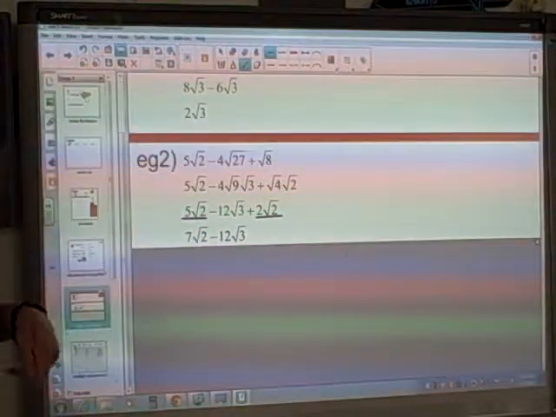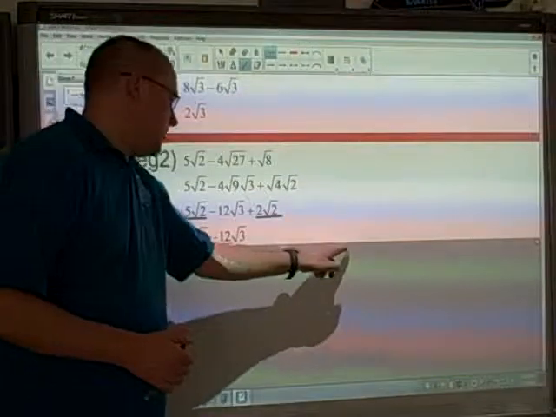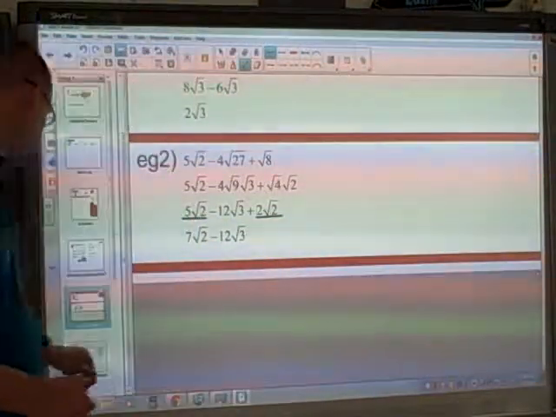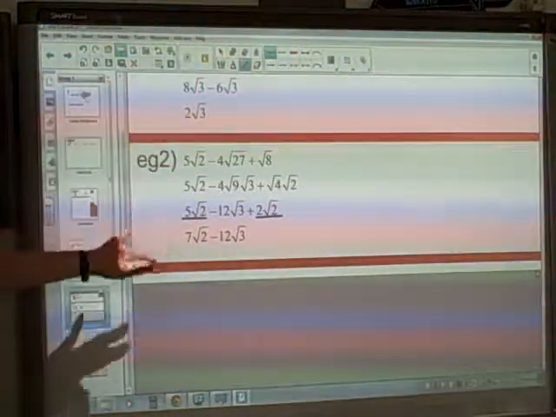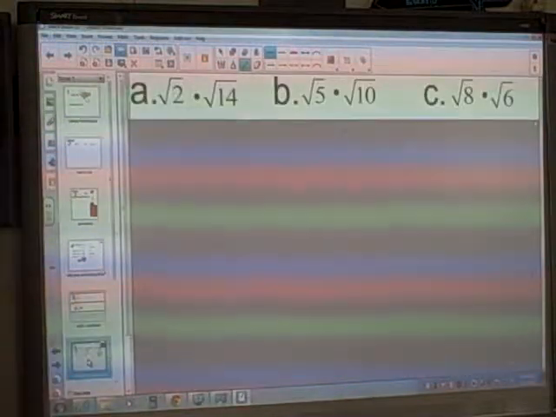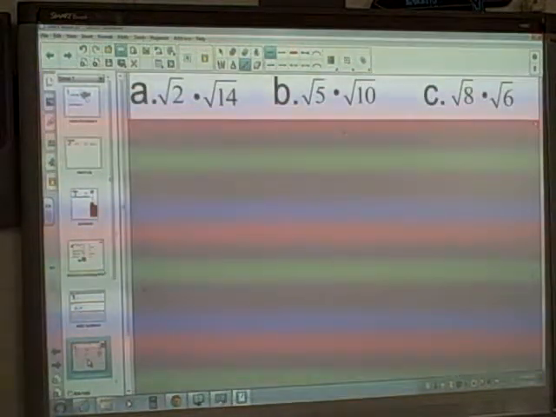So don't think you can always combine terms, but certainly you can do it on a few of the terms that you have. Now that's addition and subtraction. Also we have multiplication, and we'll look at that in the next clip.